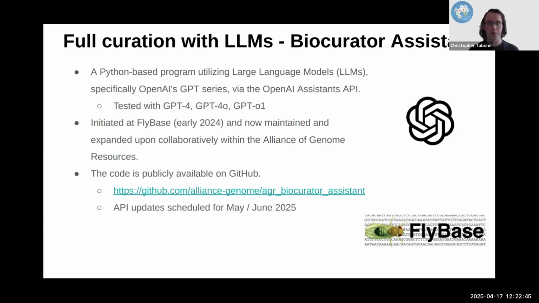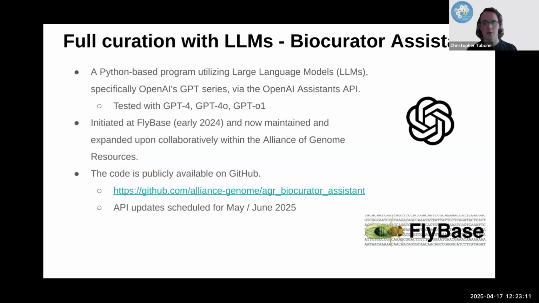It started at Flybase early last year, and we moved it to the Alliance. The code is publicly available; there's the link in our GitHub repository. There's going to be a rework in the next few months to update some of the API requests because OpenAI is sunsetting some of the older assistants approach that we're using. But it's under active development and it's available there if anyone's curious to take a look.